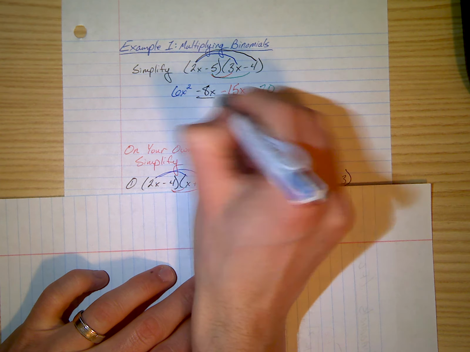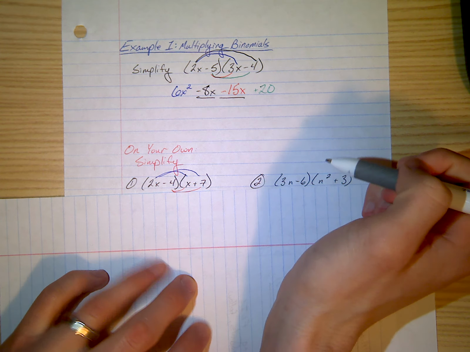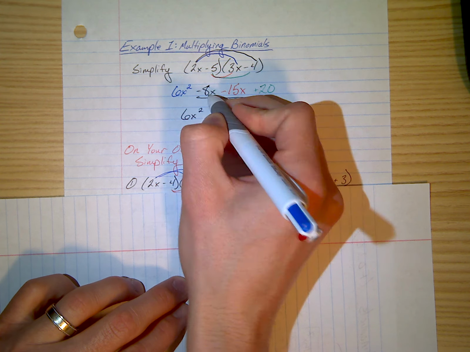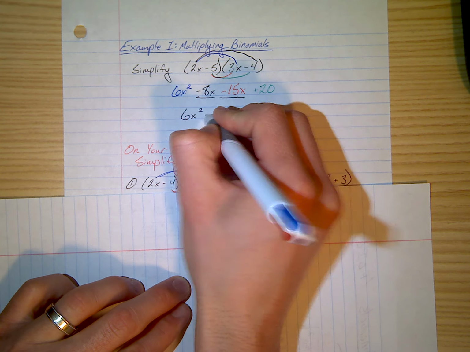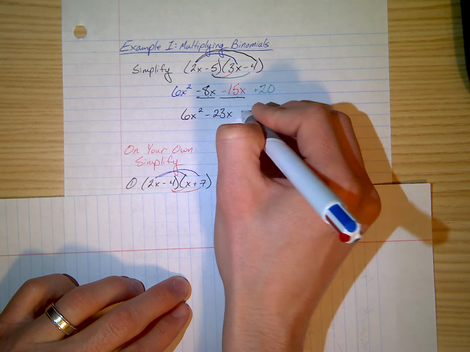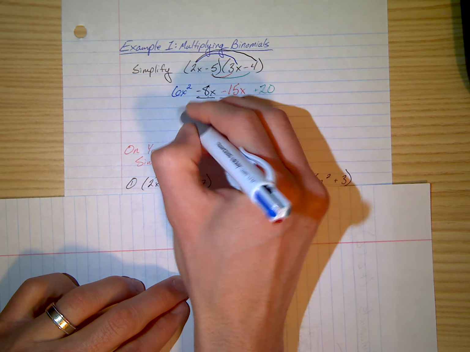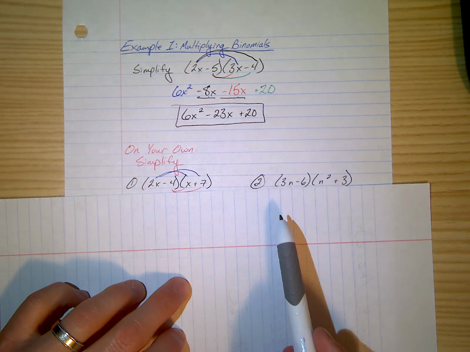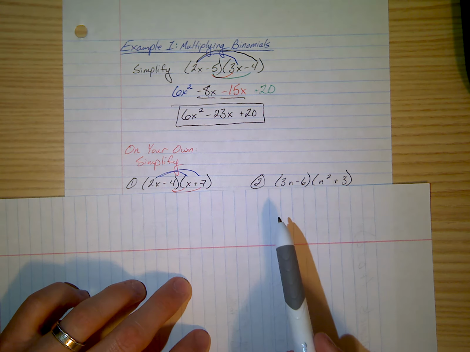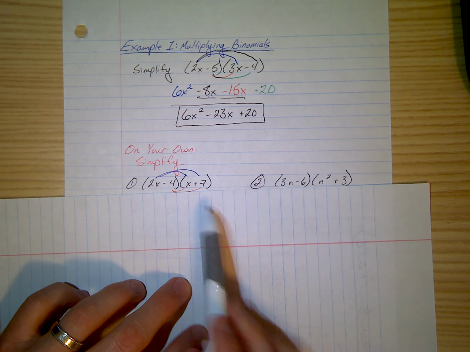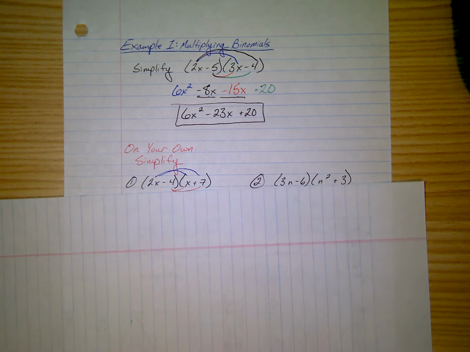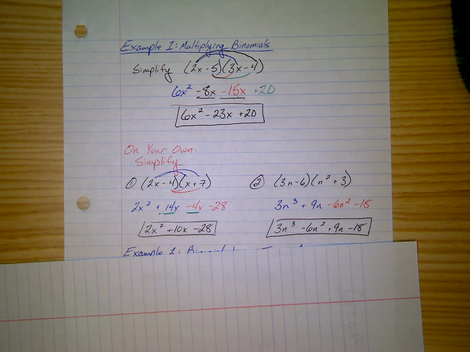Combining any like terms, again, we see two x terms there, two linear terms. So you have 6x squared. Negative 8 and negative 15 make negative 23x plus 20. And that would be our final answer here. So on your own, I've got two problems for you to do. Go ahead and pause the video and do those. I kind of gave you a little hint on the first one, how you're supposed to do that. And hopefully you end up with those two answers.